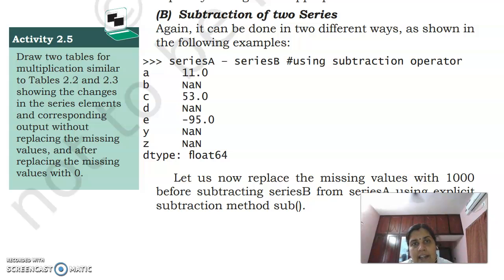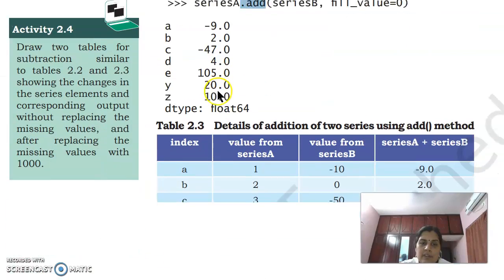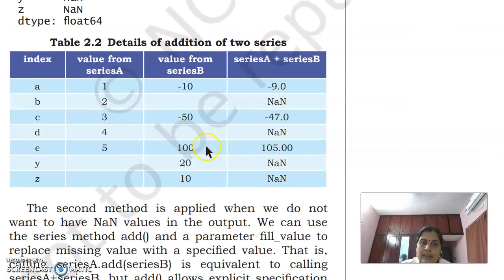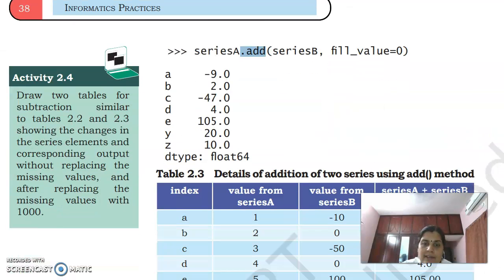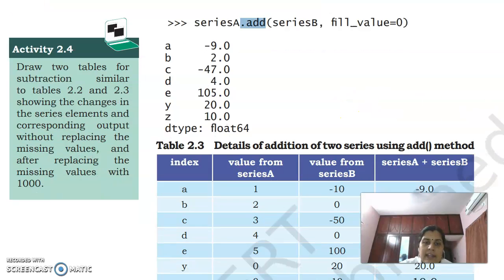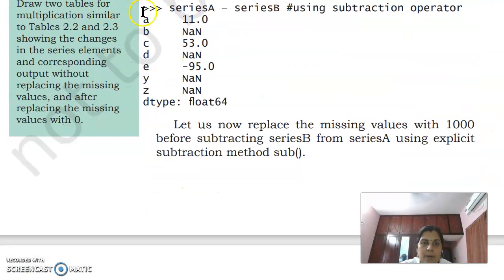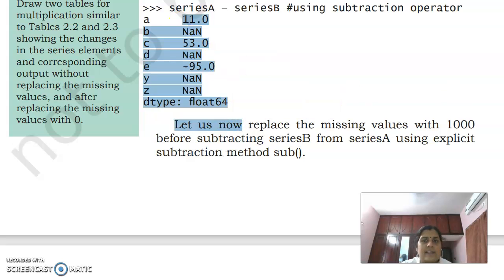If you studied the addition operation, subtraction will be simple. The same way as the previous case. Suppose this is our example. When we use the minus operator, 1 minus minus 10, which will be 1 plus 10 equal to 11, will be the answer. 2 minus nothing, then NaN will be the answer. So we can use the subtraction operation, then we will get this answer according to the previous example.